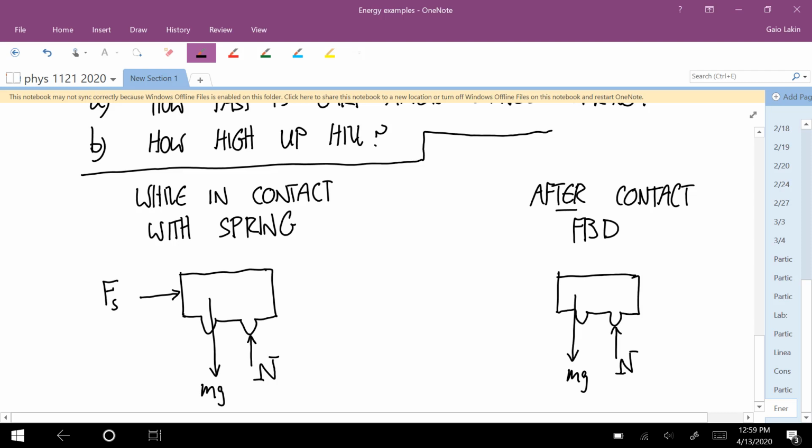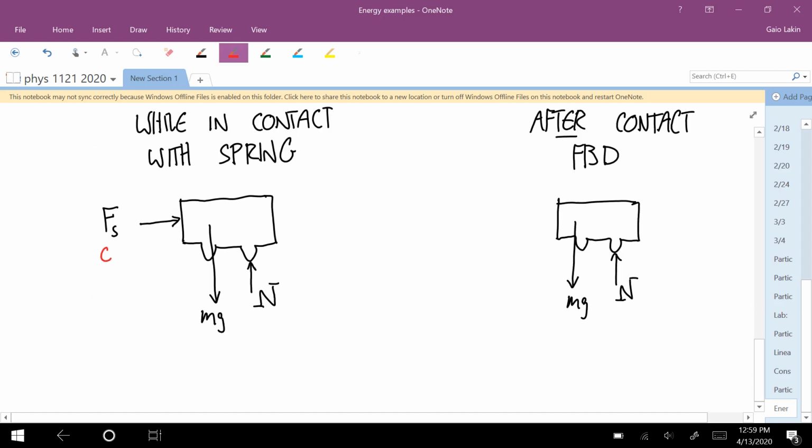Okay, so now we have to think about what's conservative and what's non-conservative. The spring force is conservative, and we have a potential energy function for that. The weight force is conservative. There's a potential energy function for that one. The normal force is non-conservative, which at first makes you nervous, but the normal force for something that's rolling or sliding is one of those non-conservative forces that do zero work. And so the fact that work is equal to zero means that even though there's a non-conservative force, we can still use conservation of mechanical energy.